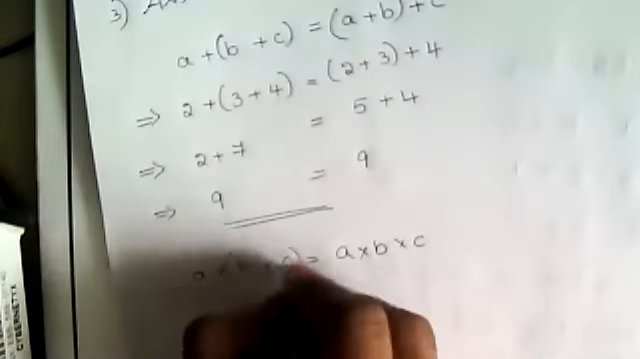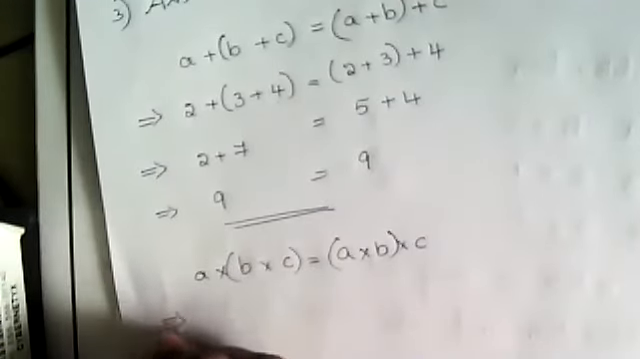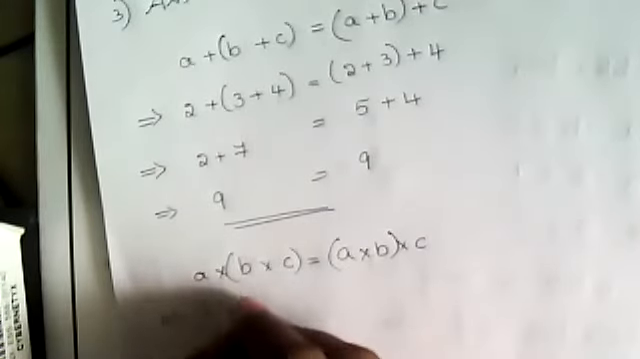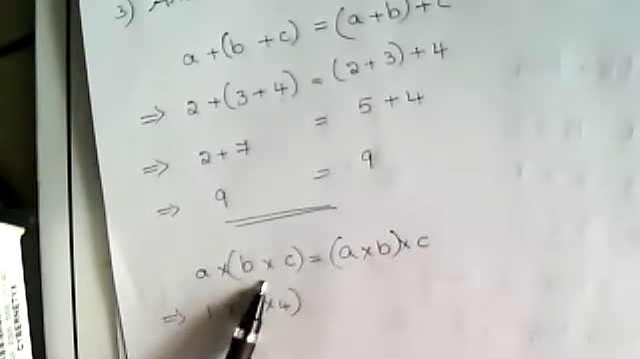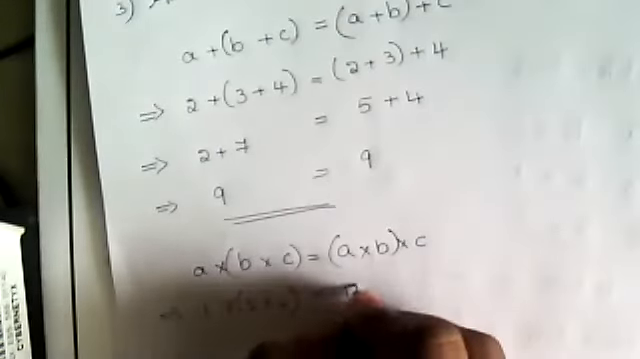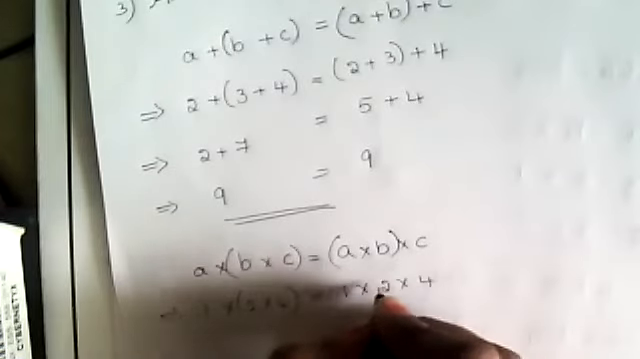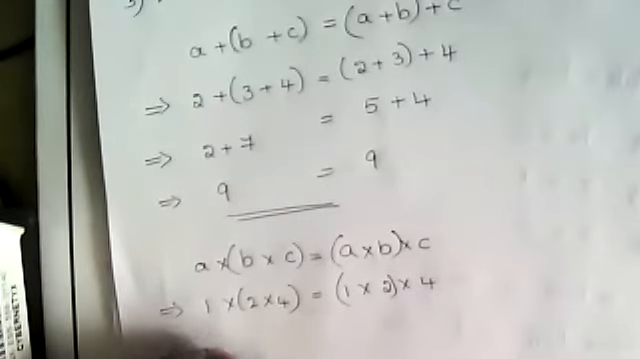Only thing is, we will make a group of B into C here, and A into B there. Here also you can choose the same numbers, otherwise you can change the numbers. For example, I change to 1 into 2 into 4: in the place of A it's 1, in the place of B it's 2, in the place of C it's 4. So the same numbers here, 1 into 2 into 4, but the bracket changes, the grouping will change. First, I will simplify what is inside the bracket. Always we have to simplify what is inside the bracket.